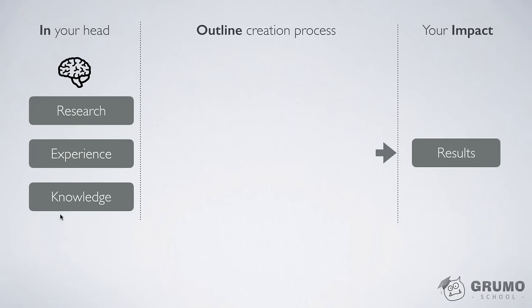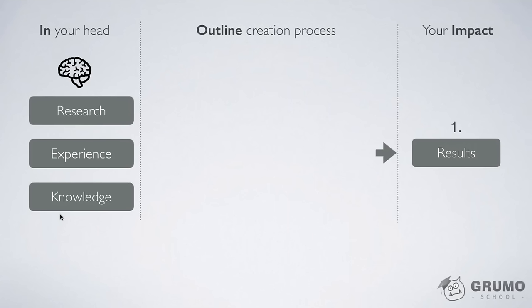Before you create the outline, you have some knowledge in your brain. You're going to do some research. You have some experiences. This is called empirical knowledge. So you've actually experienced this, or you've just learned it through books, through seminars, through whatever. That knowledge is going to help people get results.